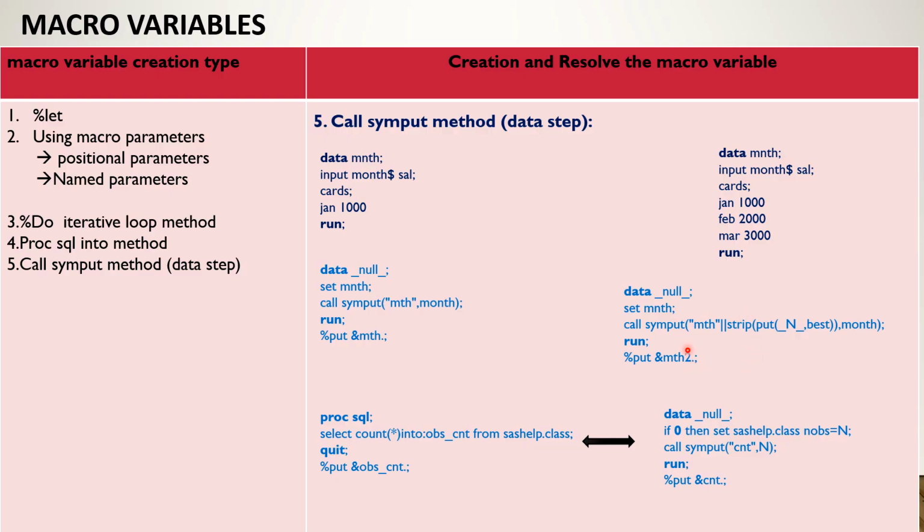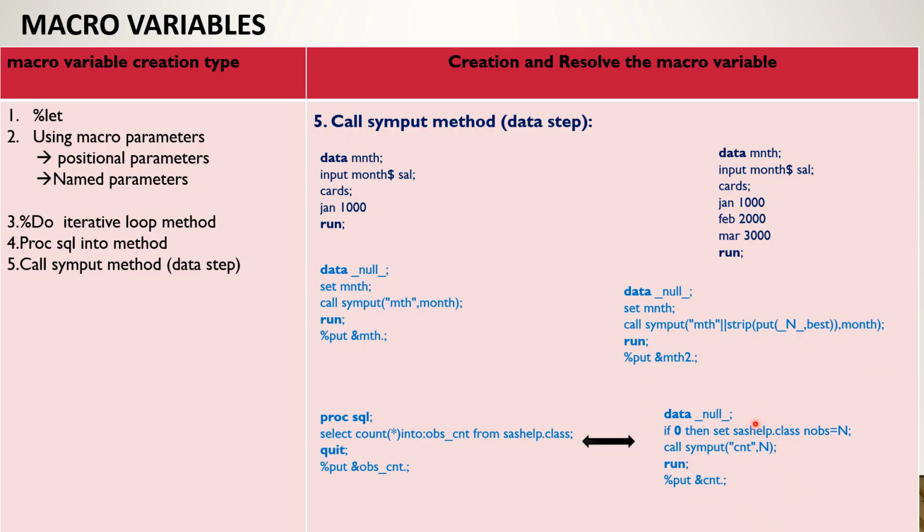Okay. So earlier we discussed it. Same for multiple observations, for macro variable creation, proc SQL INTO mth1 to mth3. The same way we can create by using the CALL SYMPUT method in this way. Okay. So here I need macro variables for the total observations.